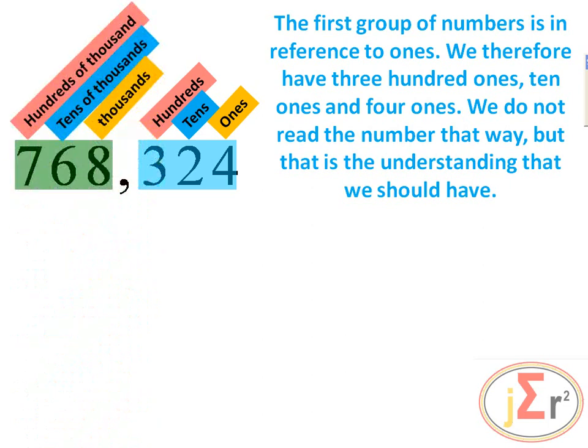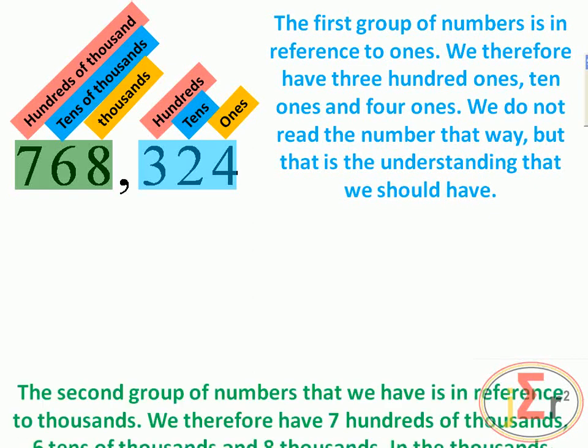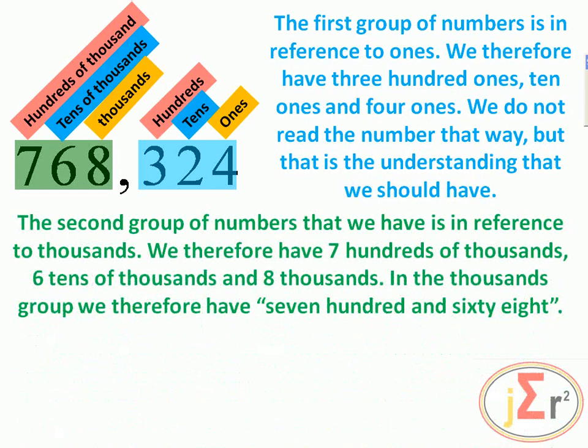That group is the thousands group. The second group of numbers that we have is in reference to thousands. We therefore have 7 hundreds of thousands, 6 tens of thousands, and 8 thousands. This group is the thousand group of numbers.